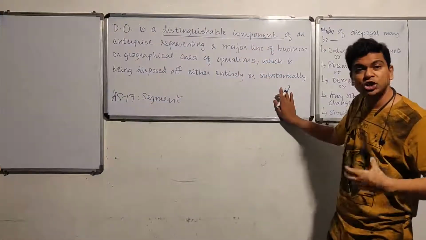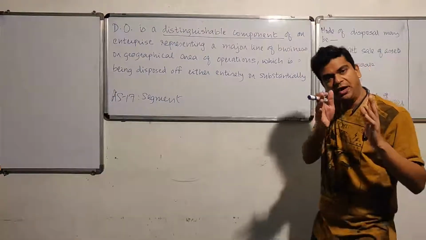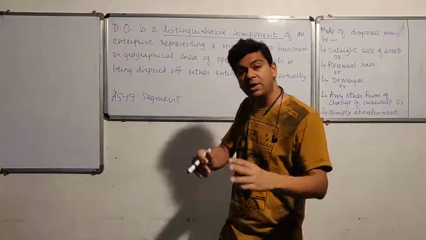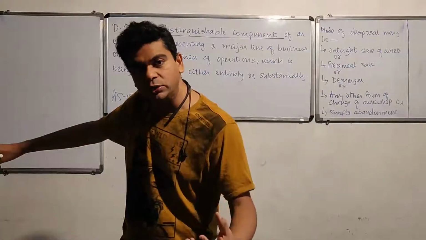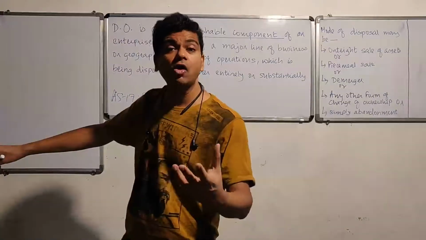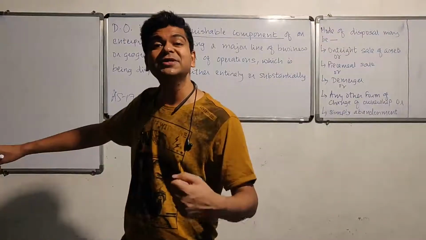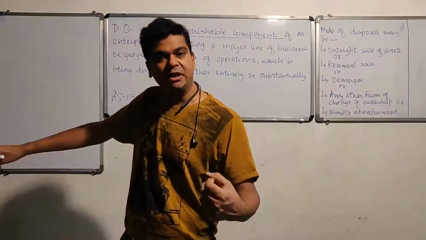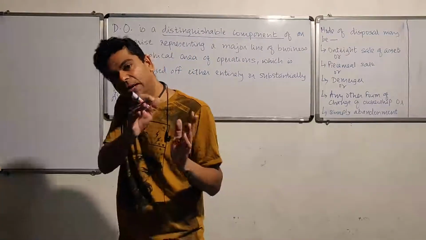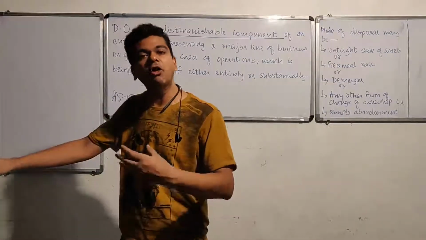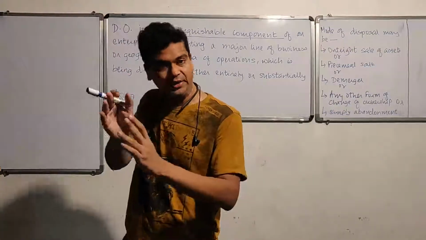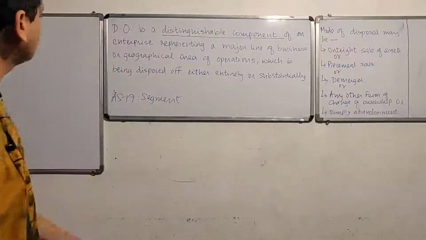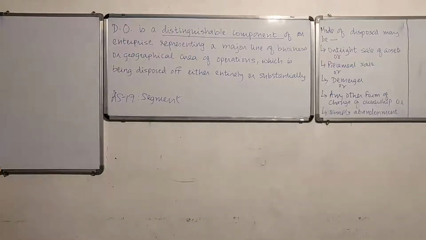If I am planning to shut down a particular business, how will I give information about that business till I have recorded items relating to it separately? And when will I record it separately? Only if it is distinguishable. So that business must have an identity of its own, separate from other businesses, or the geographical area of operation must have an identity of its own, separate from other geographical areas. That is the reason we use the word distinguishable, so that later on we can provide separate disclosures for the same.